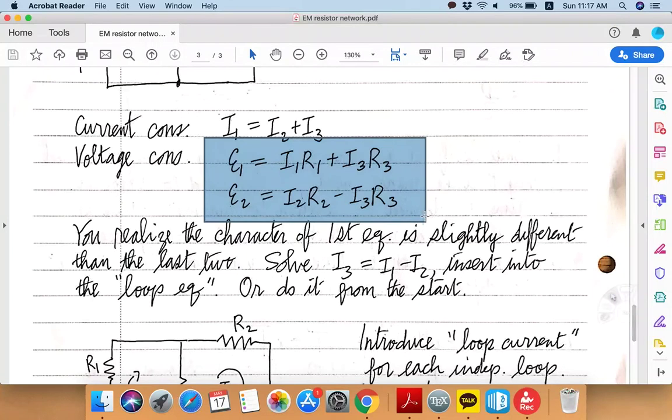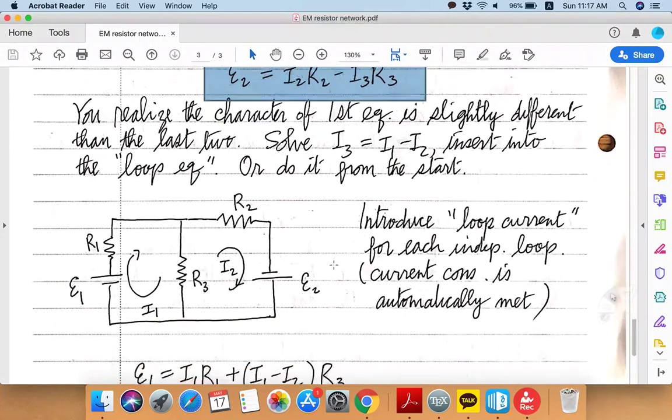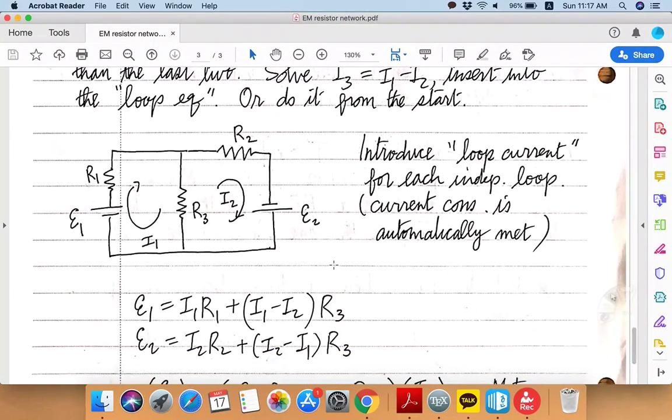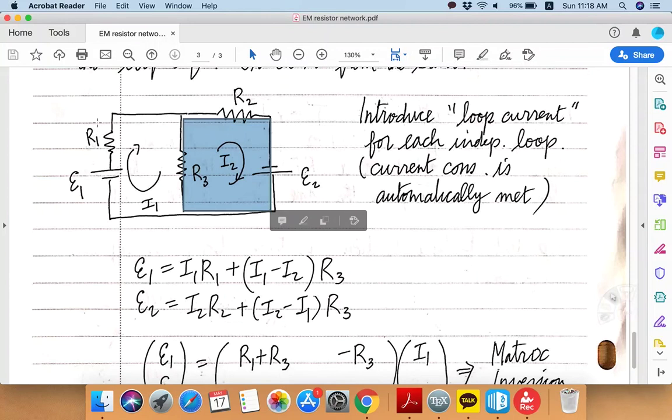Okay. Actually, you can implement that idea right from the very beginning. And to do that, you just have to realize one thing. Every closed loop, for example, here, there are two independent loops. Here's one independent loop, and here's another independent loop. Every closed loop can be given a certain value for the loop current. So this loop has the loop current I1, and this loop over here has the loop current I2.